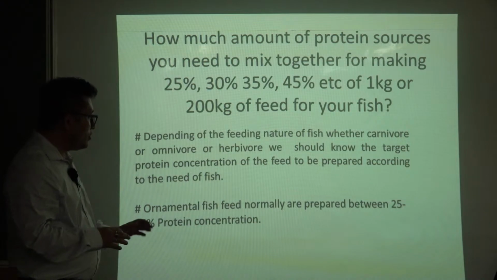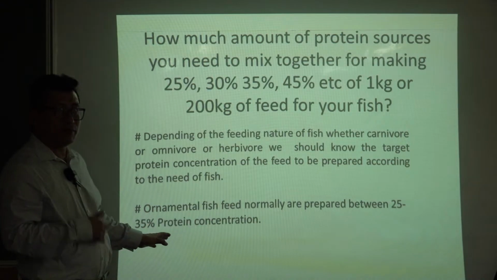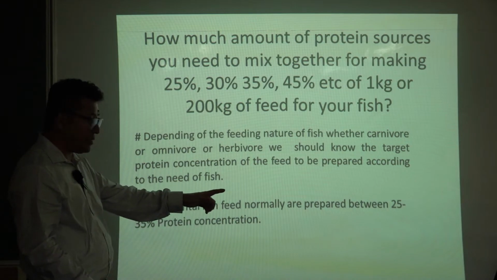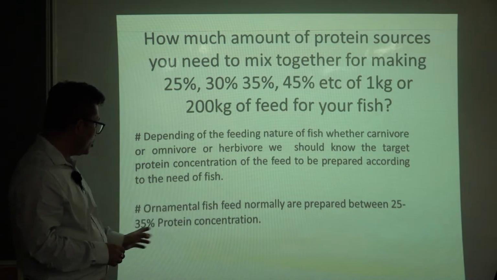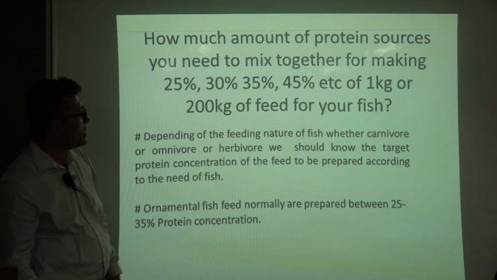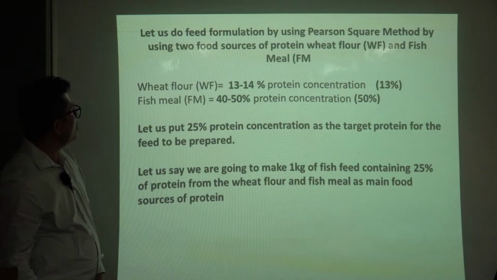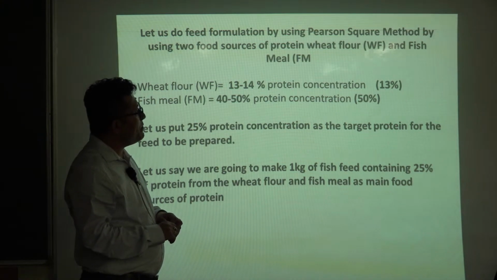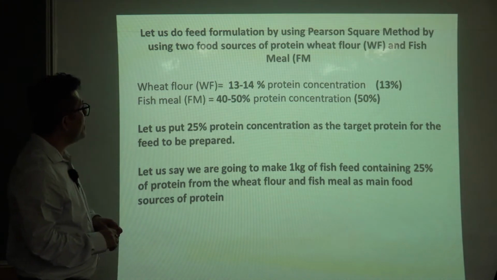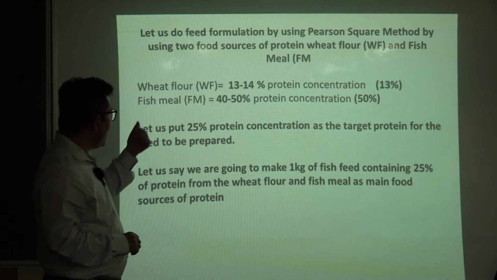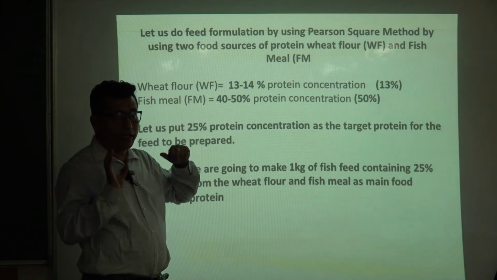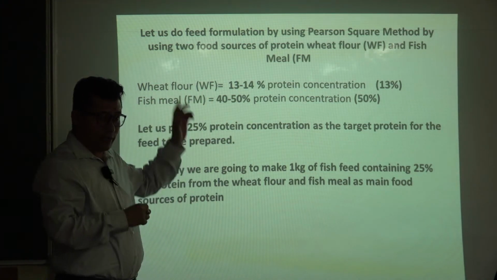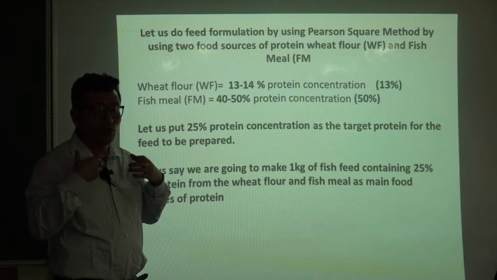Now, normally for ornamental fishes the amount is like 25 to 35. That is quite okay. So now let us do the formulation using the Pearson square method. Here, let us say you took wheat flour according to that list.